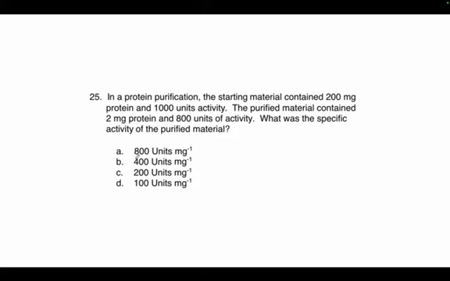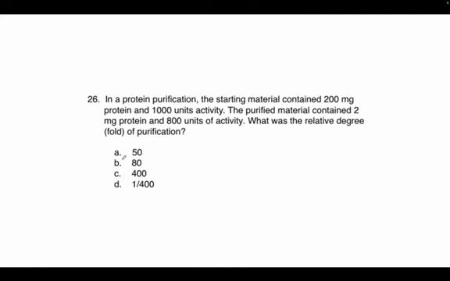It's the same scenario, but this time they have asked for specific activity. So they're asking specific activity of the purified material. As you can see, purified material is containing 800 units in 2 mg. So the specific activity will be 800 by 2, which is 400 units per mg.